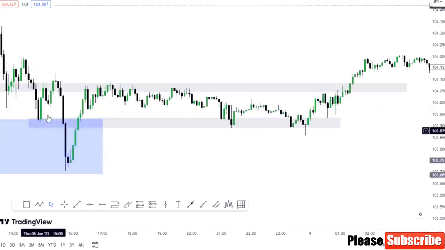We have this first support zone within the demand zone. You can call it a support zone, you can call it a pivot level. We had this first support zone within the demand zone, and then what happens: the market comes in, breaks out, retests on it, and then it buys all the way up.